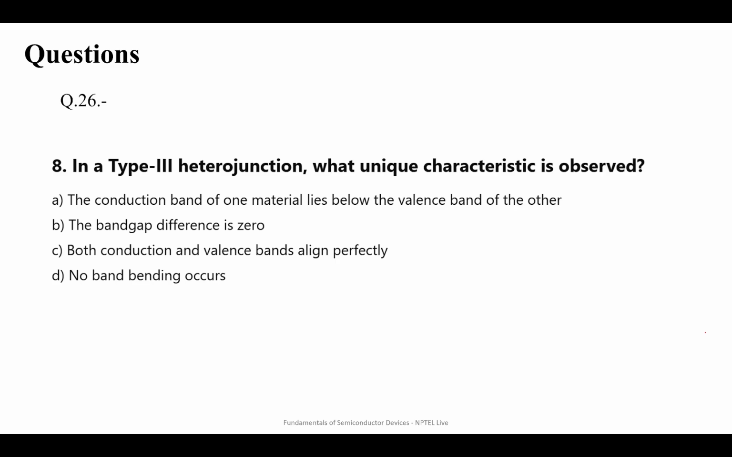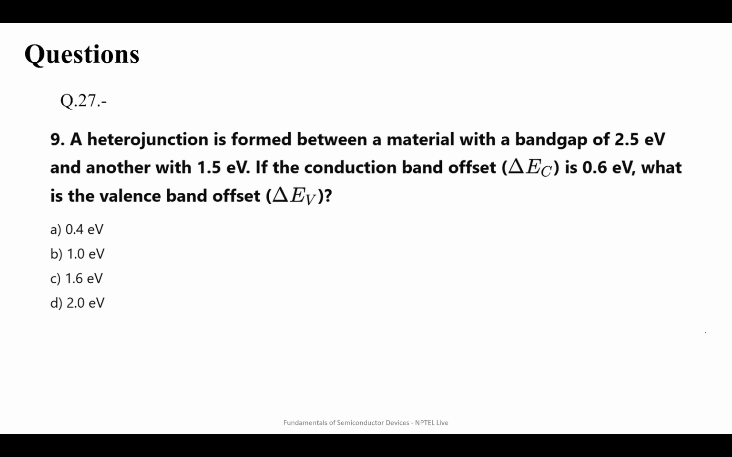Sir, option A. The answer would be, the conduction band of one material lies below the valence band of the other, which I had explained to you a few slides back. The conduction band of one material lies below the valence band of the other. Yes, sorry.